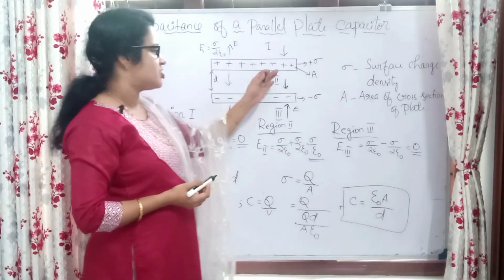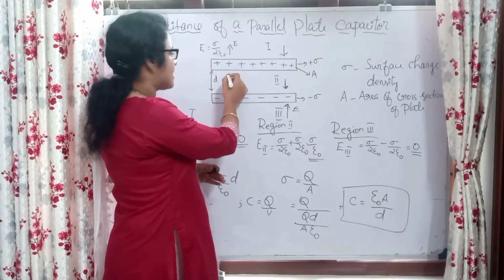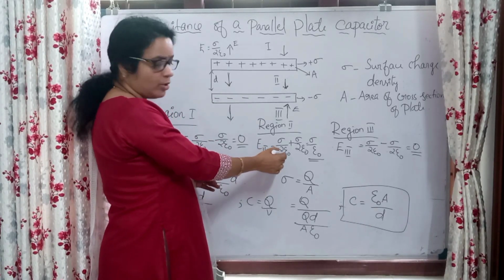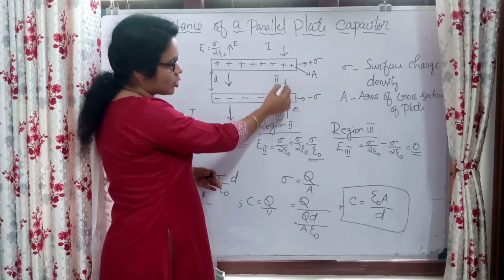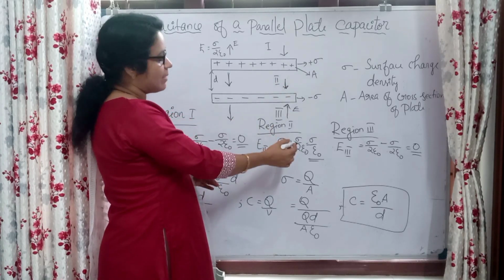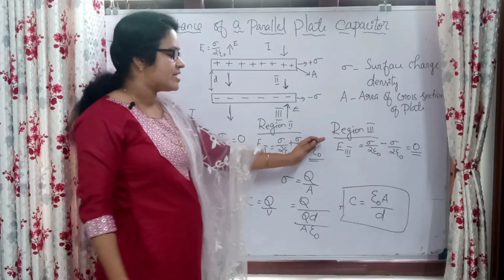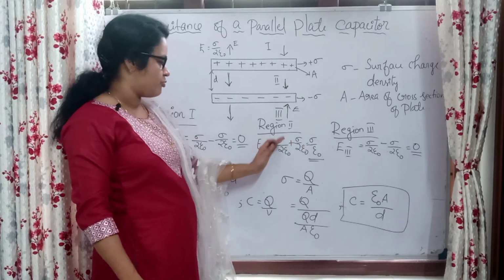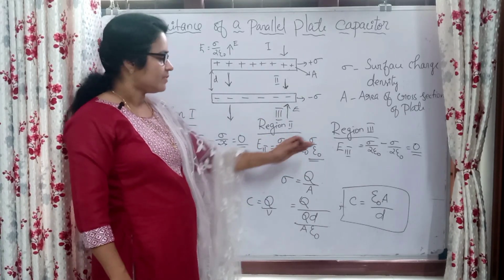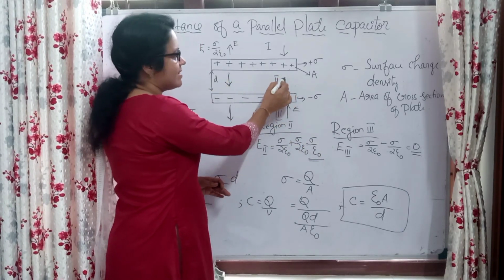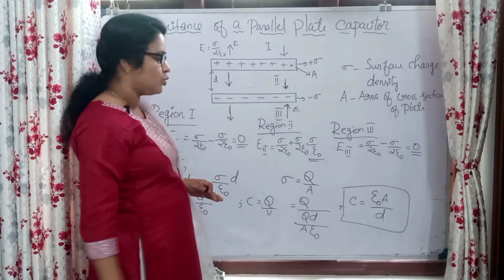And what about the second region? Here we can see this is coming downwards. This electric field is sigma by 2 epsilon 0, plus here this is also in the same direction. So sigma by 2 epsilon 0 plus sigma by 2 epsilon 0 is equal to sigma by epsilon 0, that means half plus half is 1. So sigma by epsilon 0 is the electric field in the central region, region 2.